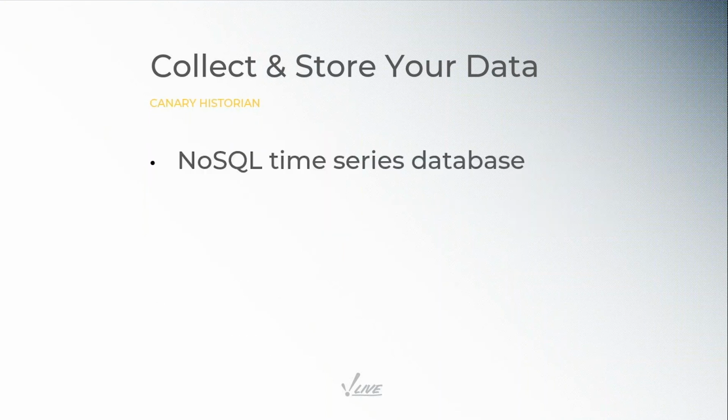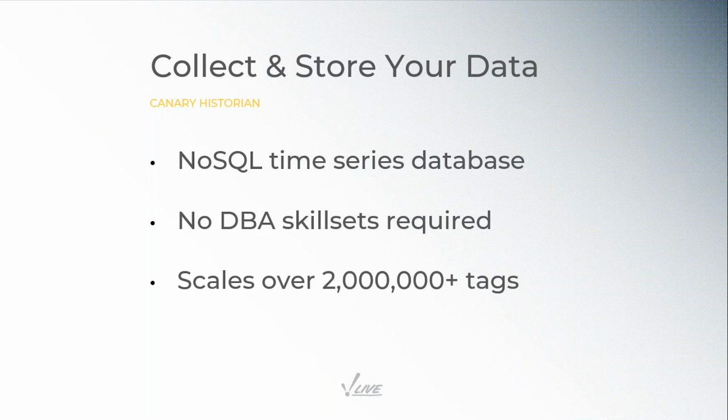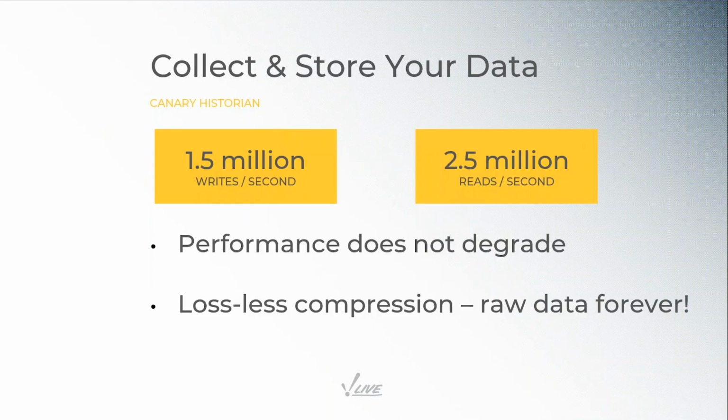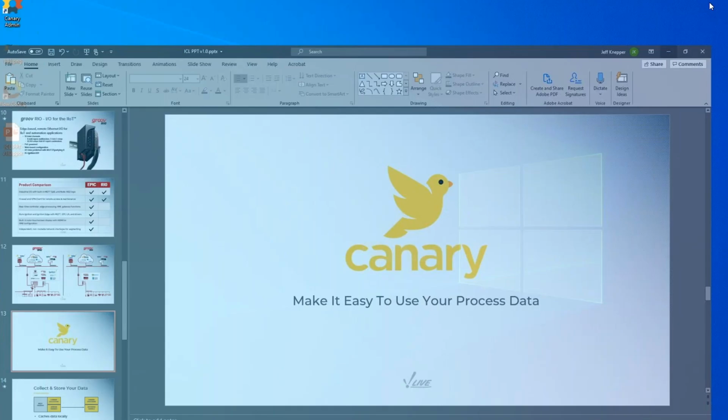So what is Canary? Well, we're a system that's built around a NoSQL time series database. The database itself doesn't require any type of DBA administration or skill set, so it makes it really operational friendly. We can scale the database to over 2 million tags on a single server. Performance, 1.5 million writes a second, 2.5 million reads. And the most important thing you'll ever hear me say about the historian, the last point, completely lossless compression. That means raw data stays raw data forever.